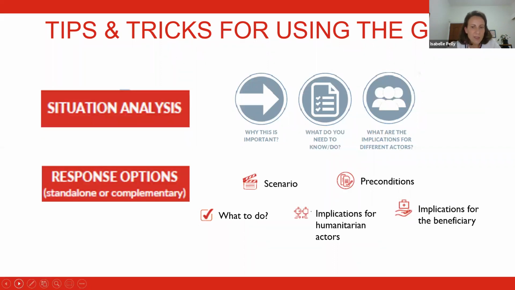And with the response options, they're then broken down also in a set way. So the scenario, what is the situation in terms of inflation and depreciation? The preconditions for that response option in terms of the type of analysis, the regulatory environment that needs to be in place, etc. Then what to do. This is really step-by-step guidance. What are the implications of this response option for humanitarian actors with a strong focus on risk mitigation strategies? What are the implications for the beneficiaries in terms of purchasing power, communication, protection, etc.?